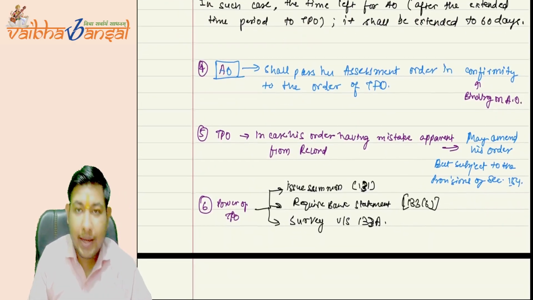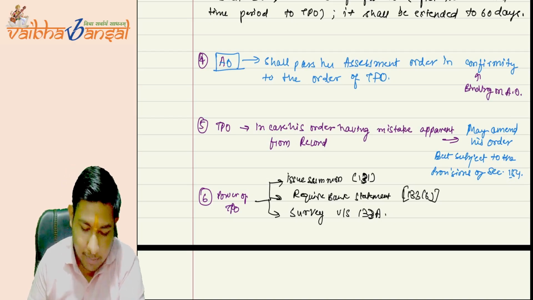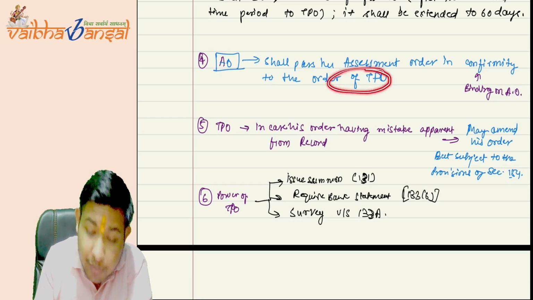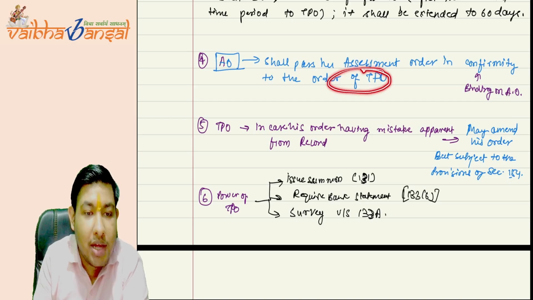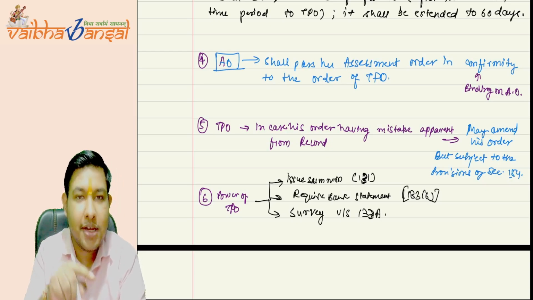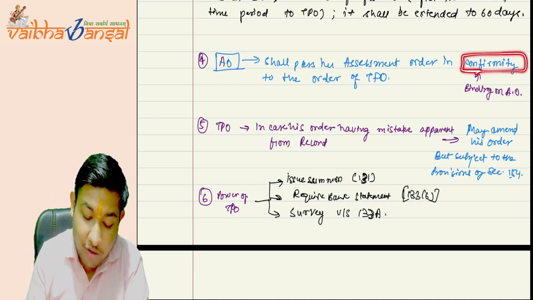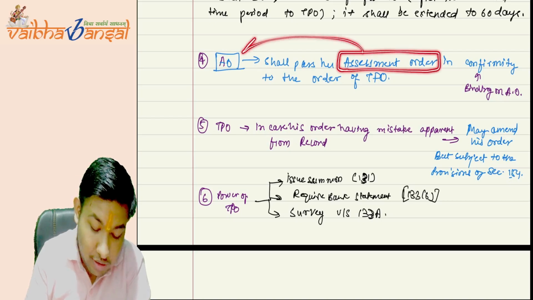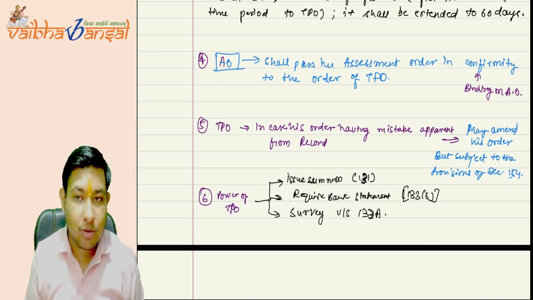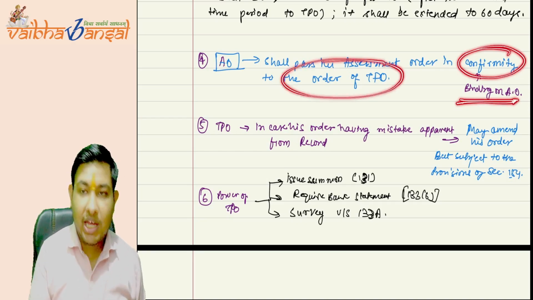The AO shall pass his assessment order in conformity to the order of the TPO. What it says is, whatever the TPO order is, the AO is bound by that order. He cannot challenge the order of the TPO. He is bound. The assessee can challenge. Yes, the assessee can challenge, but the AO cannot challenge the order of the TPO. The assessing officer's order for the assessment should be in conformity, binding on the AO in accordance with the order of the TPO.